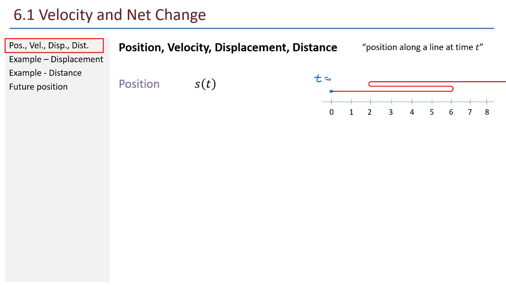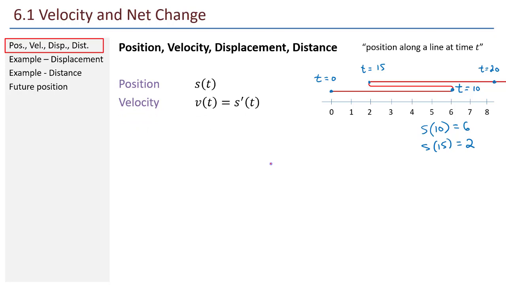So maybe at t equals 0, it really starts off at position 0. And maybe by the time 10 seconds elapses, say t equals 10, it's made its way up to 6. And then maybe t equals 15. After 15 seconds, it's come back to a position 2. And then at some later point, t equals 20, it's starting to move right. So for example, I can say that s of 10 equals 6, and s of 15 equals 2. Now, of course, it has a certain velocity throughout this time, and I can compute velocity as the derivative of position.